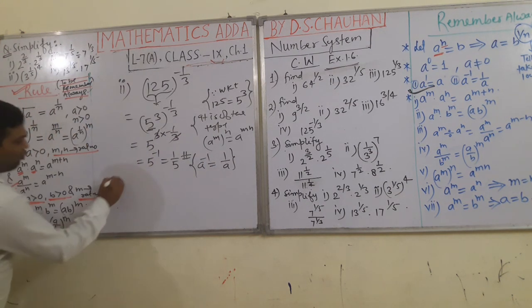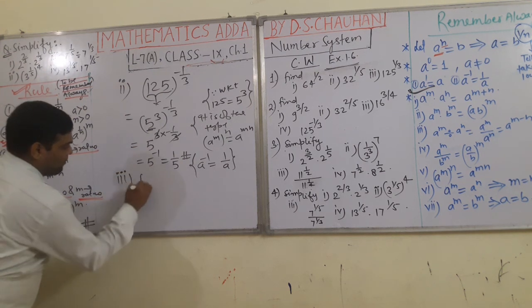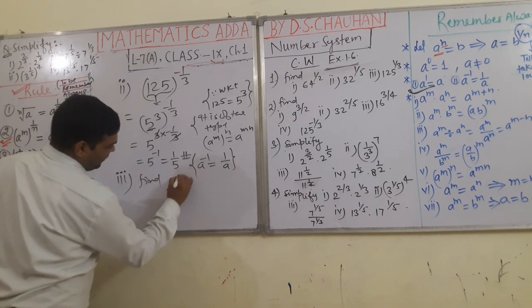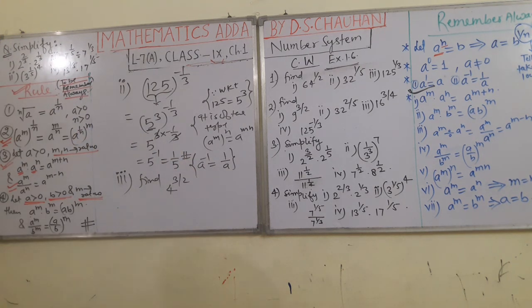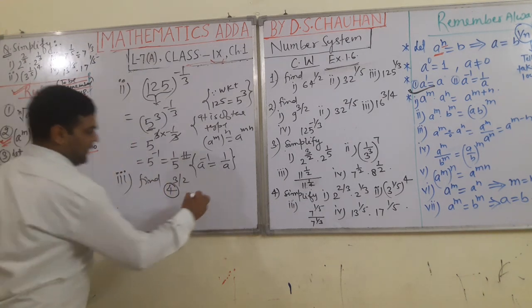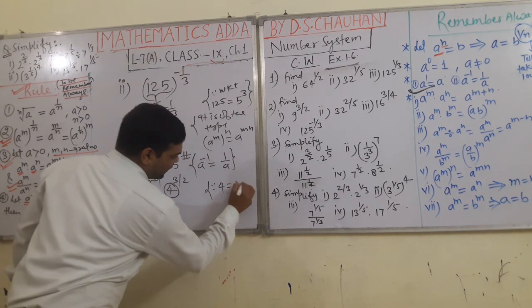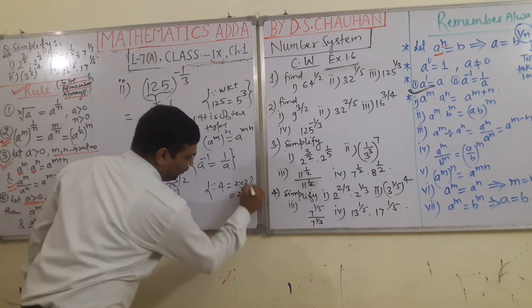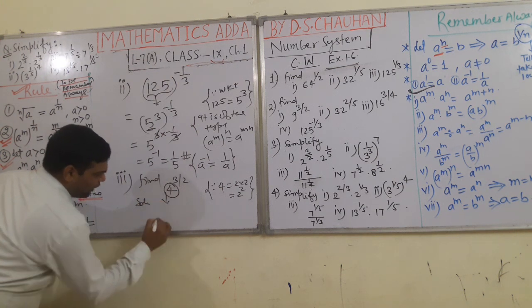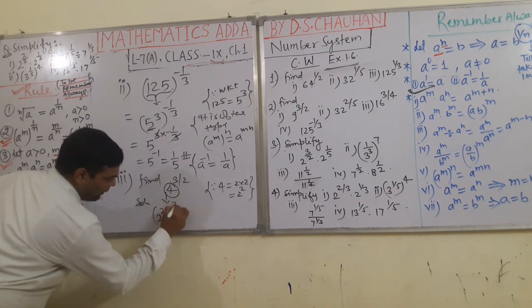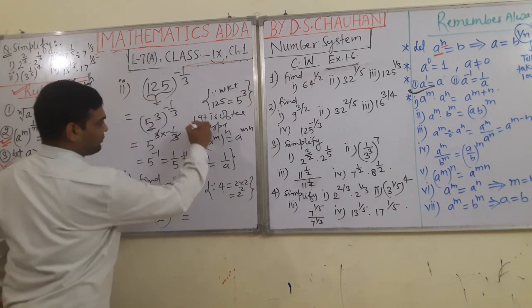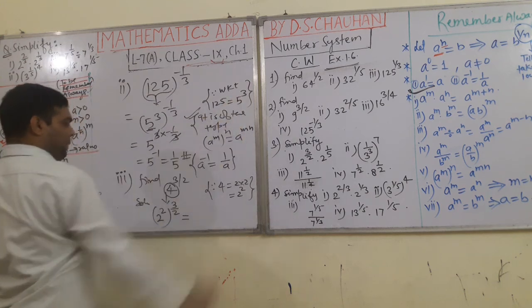Suppose, students, I am providing you one more question. Find 4 to the power 3 by 2. This is the question we have to do. See, the base is a composite number. Since we know that 4 can be written as 2 into 2, which is further 2 to the power 2, in the solution we can note this down as 2 to the power 2 to the whole power 3 by 2. Again it is of the type a to the power m to the power n.